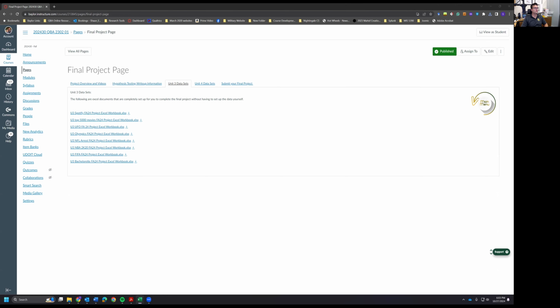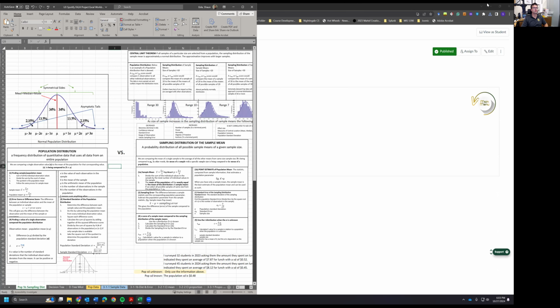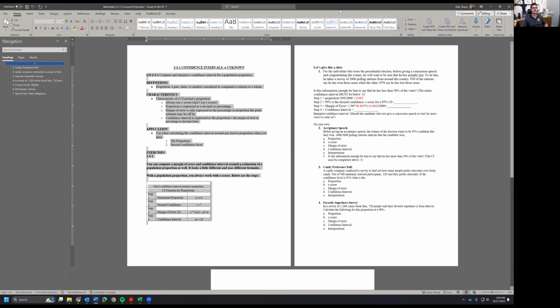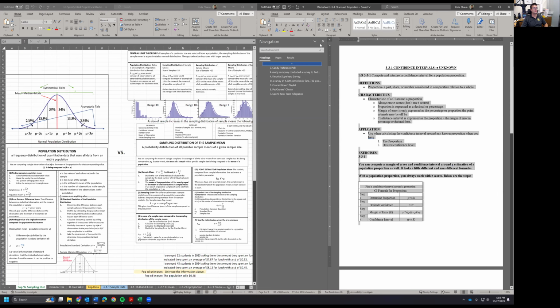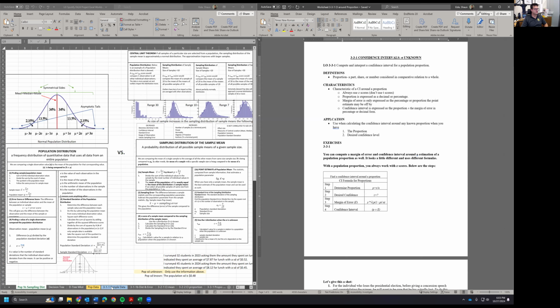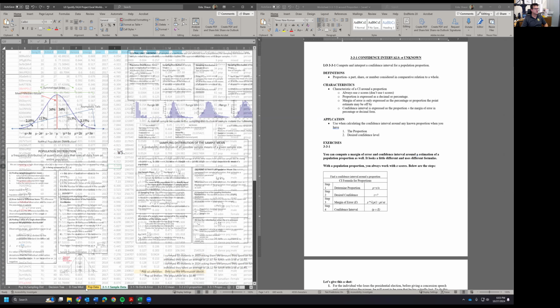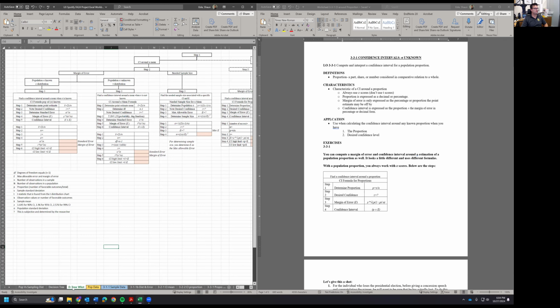Okay, so I've got my Unit 3 Excel workbook right here, and then I've got my Word worksheet right here. They are both set up, ready for me to go. Specifically, I'm going to open up this decision tree worksheet, because that's what is going to help me to complete this worksheet.